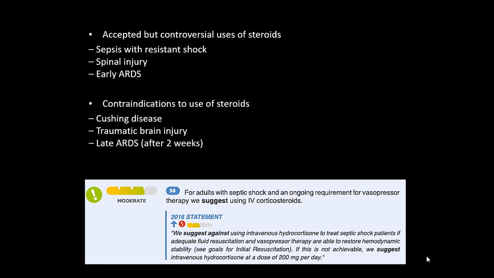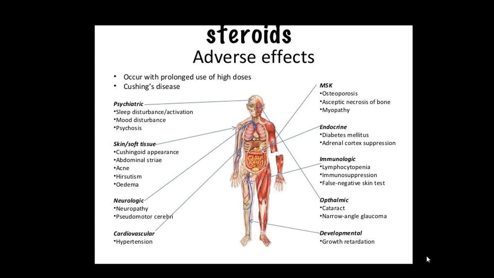The 2016 sepsis guideline suggests against the use of intravenous hydrocortisone to treat septic shock patients if adequate fluid resuscitation and vasopressor therapy are able to restore hemodynamic stability. These are the group of adverse effects.